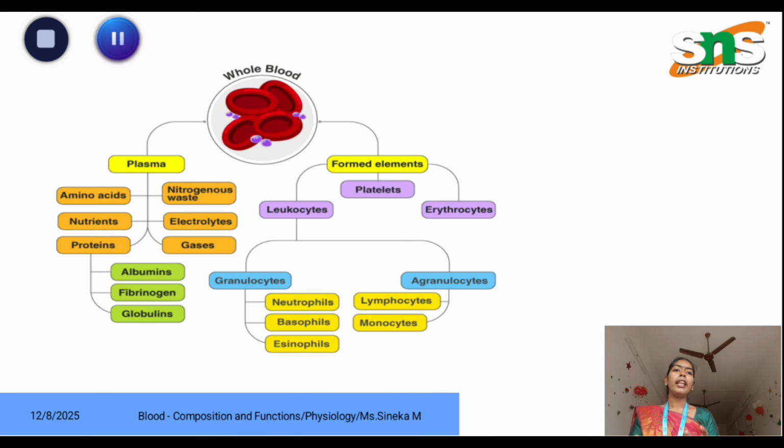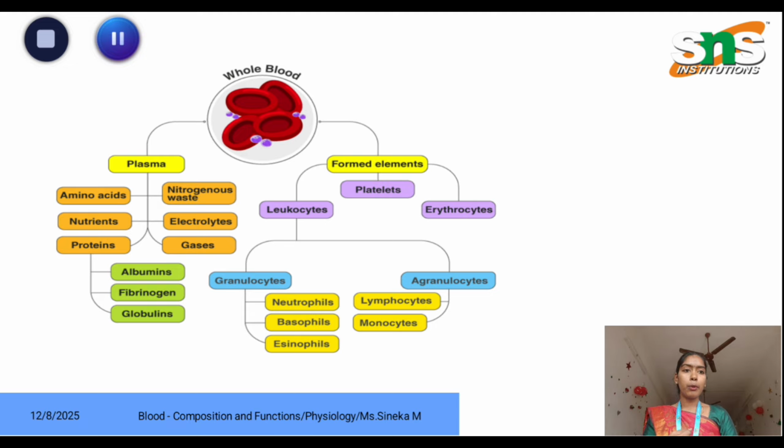Here is the image of the composition. The whole blood is divided into plasma and formed elements. Plasma contains 91 to 92% water and 8% other substances. The other substances include amino acids, nutrients, proteins, nitrogenous waste, electrolytes and gases. Mainly it contains albumin, globulin, and fibrinogen.